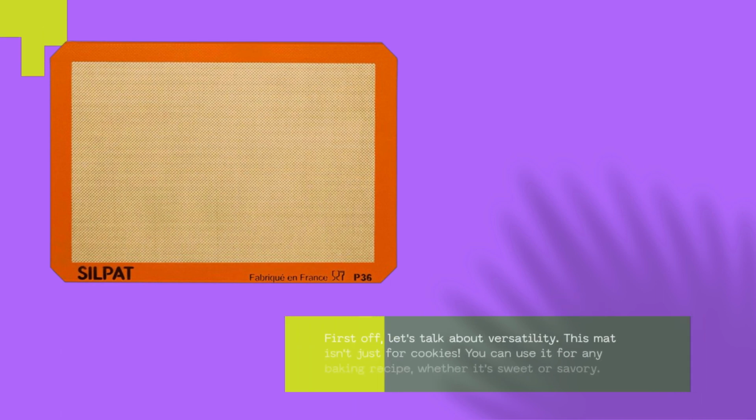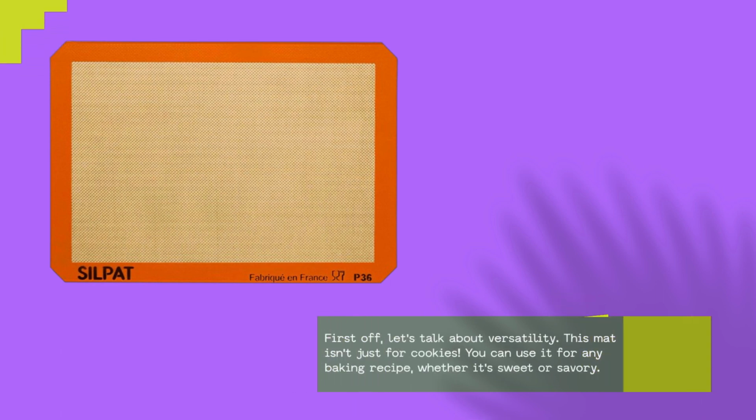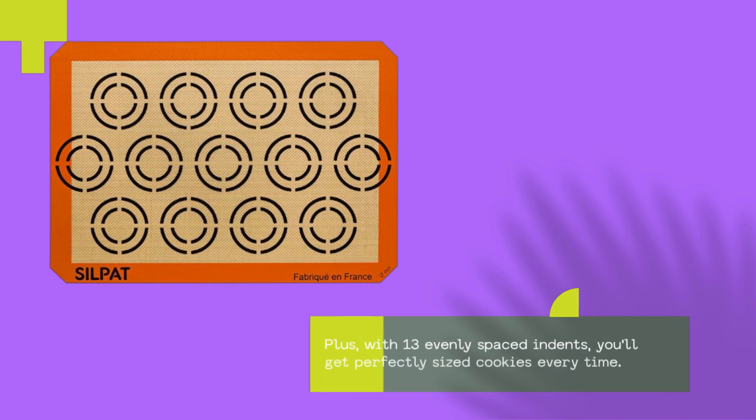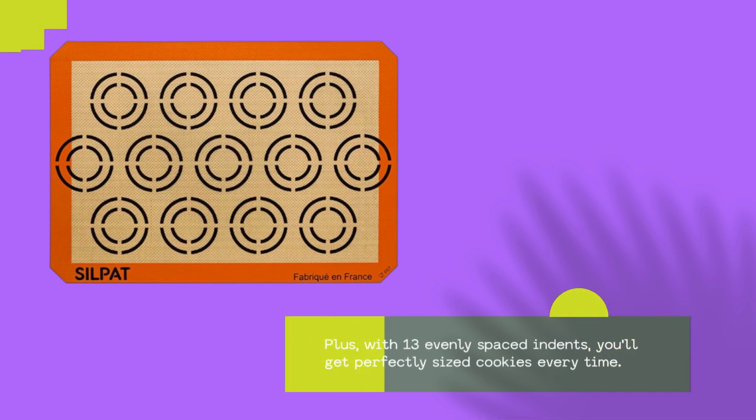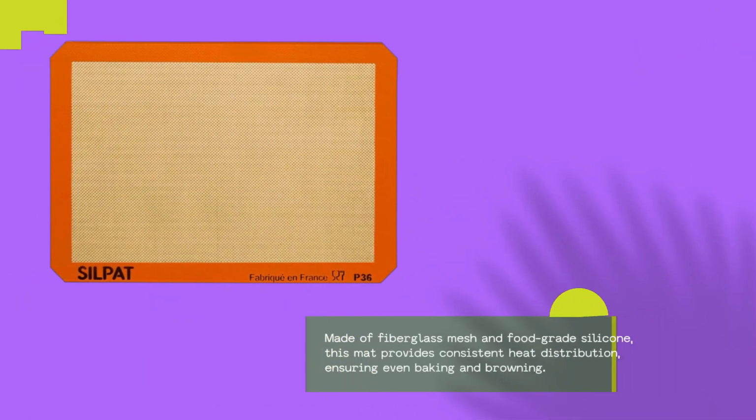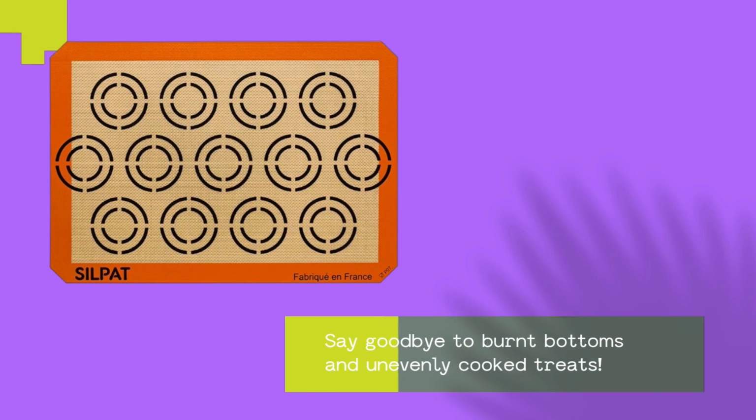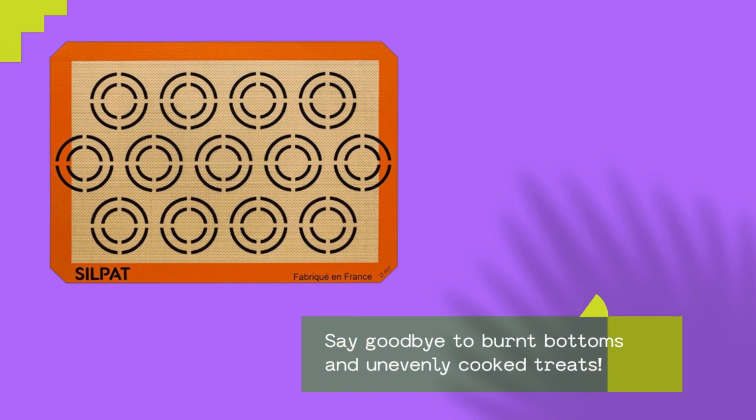First off, let's talk about versatility. This mat isn't just for cookies. You can use it for any baking recipe, whether it's sweet or savory. Plus, with 13 evenly spaced indents, you'll get perfectly sized cookies every time. Made of fiberglass mesh and food-grade silicone, this mat provides consistent heat distribution, ensuring even baking and browning. Say goodbye to burnt bottoms and unevenly cooked treats.